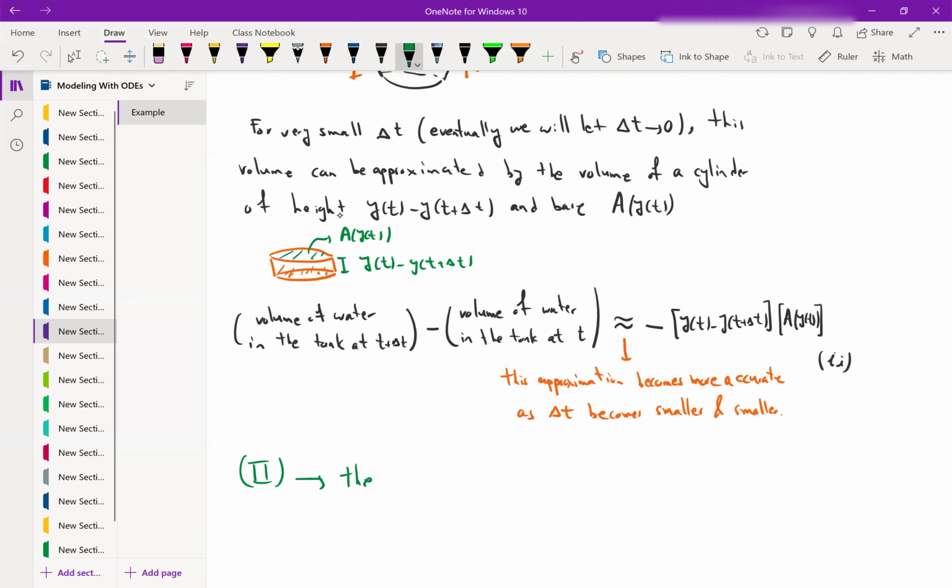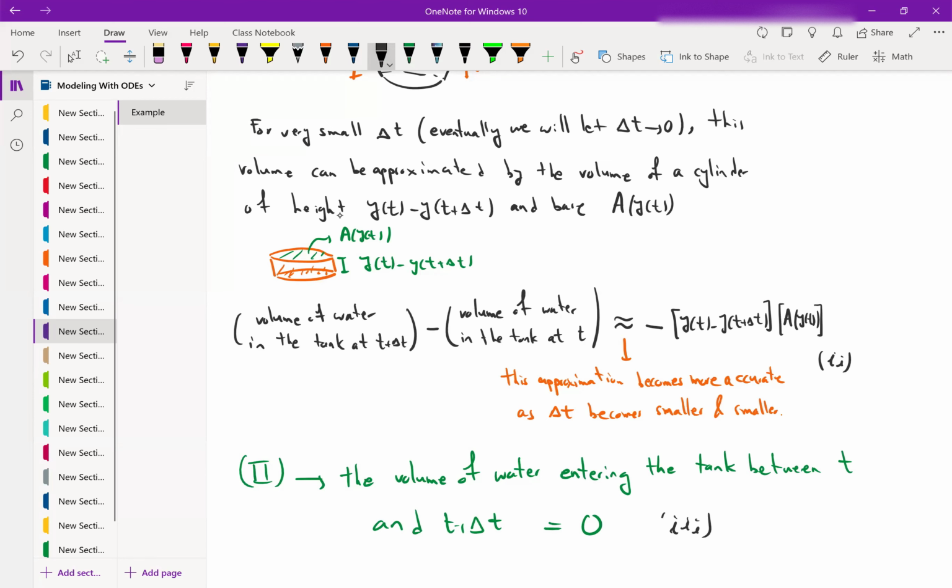The volume of water entering the tank between t and t plus delta t is equal to 0. So let's call this conclusion 3.